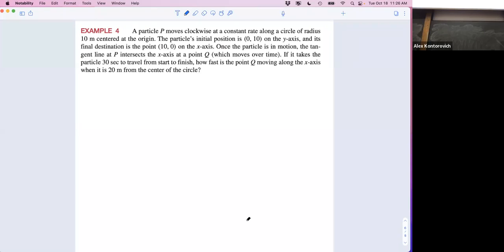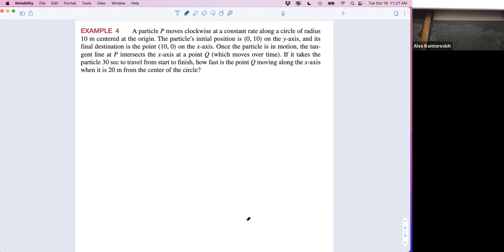A particle P moves clockwise, as opposed to counterclockwise, at a constant rate along a circle of radius 10 meters centered at the origin. First thing you should do, draw a picture. If you don't have a circle on your page, you're doing it wrong. The particle's initial position is (0, 10), so that's the north pole on the y-axis. Its final destination is (10, 0) on the x-axis. So we're just moving over the quarter circle from 12 o'clock to 3 o'clock.